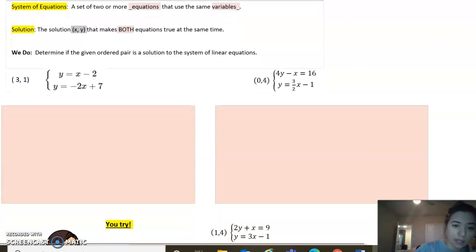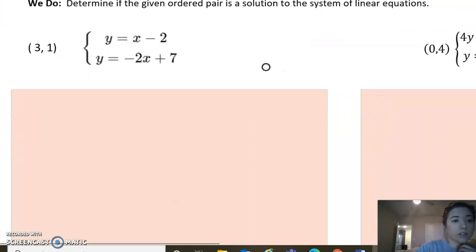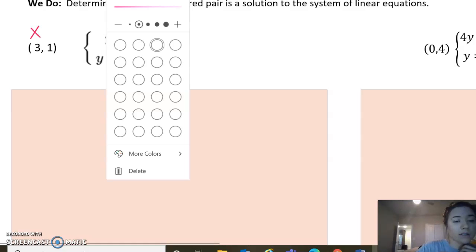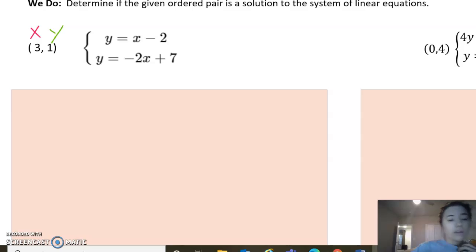So let me show you an example here. We're going to determine if this ordered pair, 3, 1, is a solution to this system of equations. So just like yesterday, I'm going to start by labeling this x and y. And then we pick an equation to start with. Again, we're going to take our point, plug it into the equation. This time we just have to do it twice instead of once. So I'm going to plug it into the first equation. I'm going to plug the y in where y goes, and I'm going to plug this x value in where the x goes.